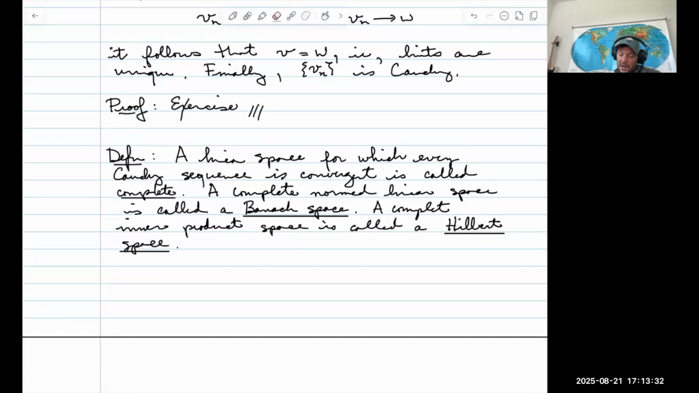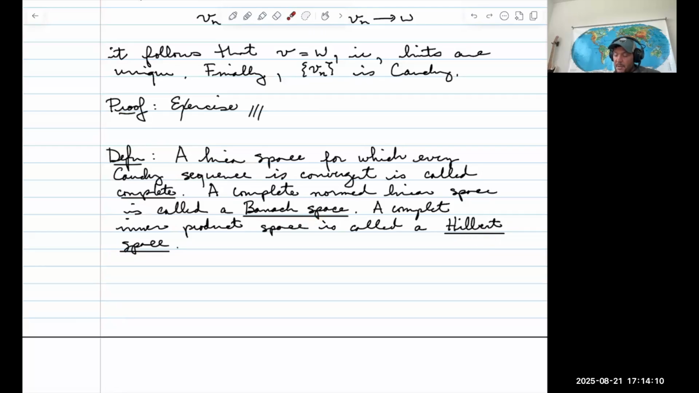A linear space for which every Cauchy sequence, however, is convergent is called a complete space. A linear space for which every Cauchy sequence is convergent is called a complete linear space. And a complete normed linear space is what we call a Banach space. A complete inner product space is what we call a Hilbert space. Okay, so you see the difference. A Hilbert space is actually a Banach space, but a Banach space is not necessarily a Hilbert space.